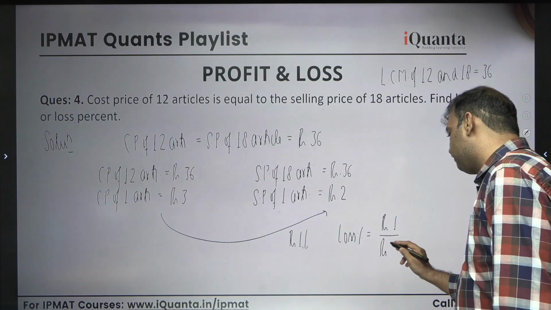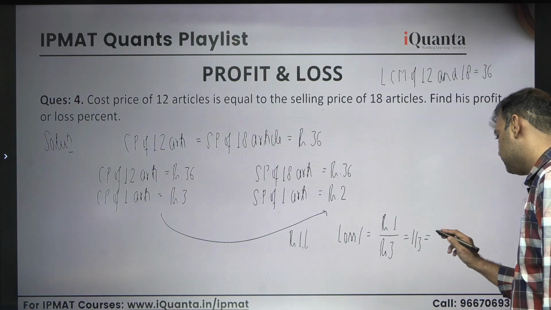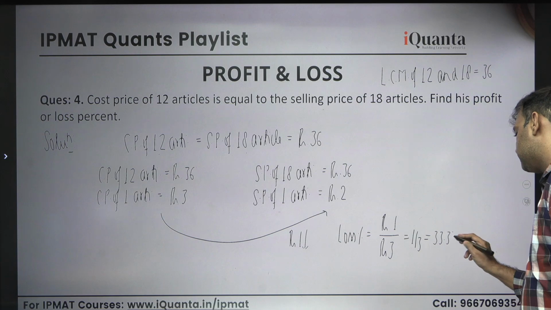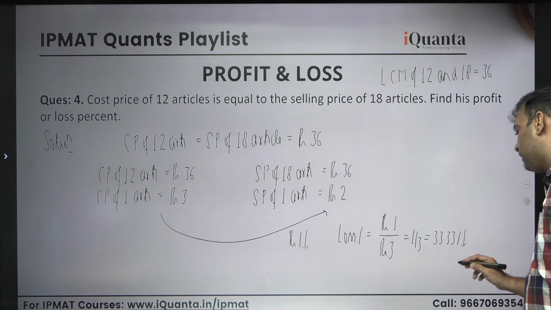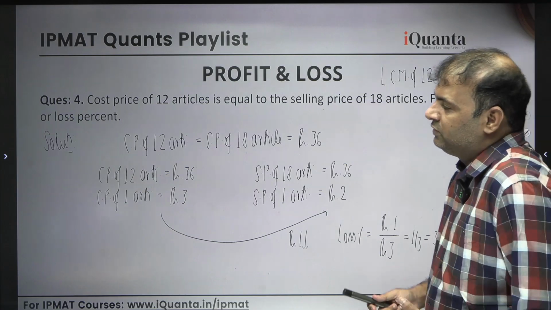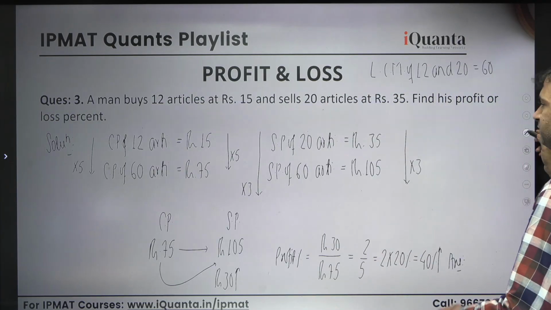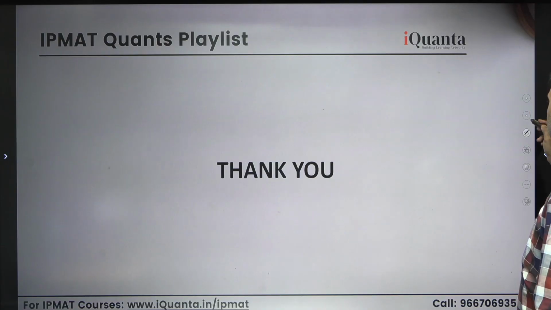So we just have to find out that 1 is what percentage of 3, which we can say is 33.33%, right? So this is how we can find the profit or loss percentage in this case. Okay guys, I would like to tell you one more method to solve this problem, right? Let me do this over here.